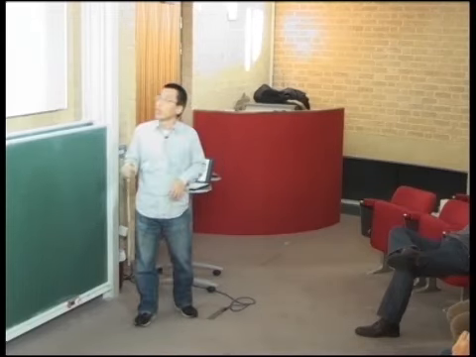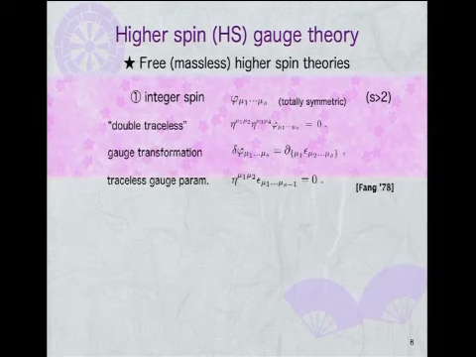Okay, let me review some basic aspects of higher spin theory. I have no ability to explain the details. And here I will talk about free massless higher spin theories. First, I will talk about the integer spin case, denoted by phi with indices mu_1 through mu_s. These are totally symmetric, and s is greater than 2, which means higher spin.